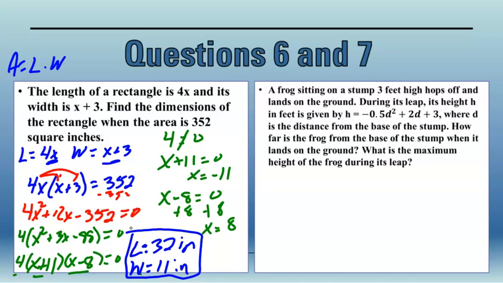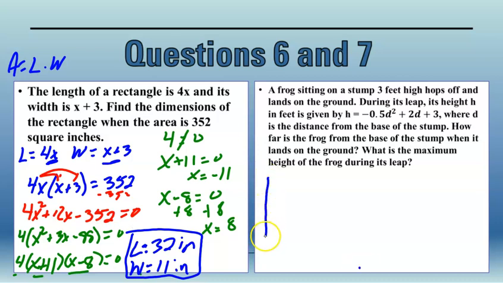Question 7 says, a frog sitting on a stump 3 feet high hops off and lands on the ground. During its leap, its height h, in feet, is given by h equals negative 0.5 d squared plus 2d plus 3, where d is the distance from the base of the stump. How far is the frog from the base of the stump when it lands on the ground? What is the maximum height of the frog during its leap?